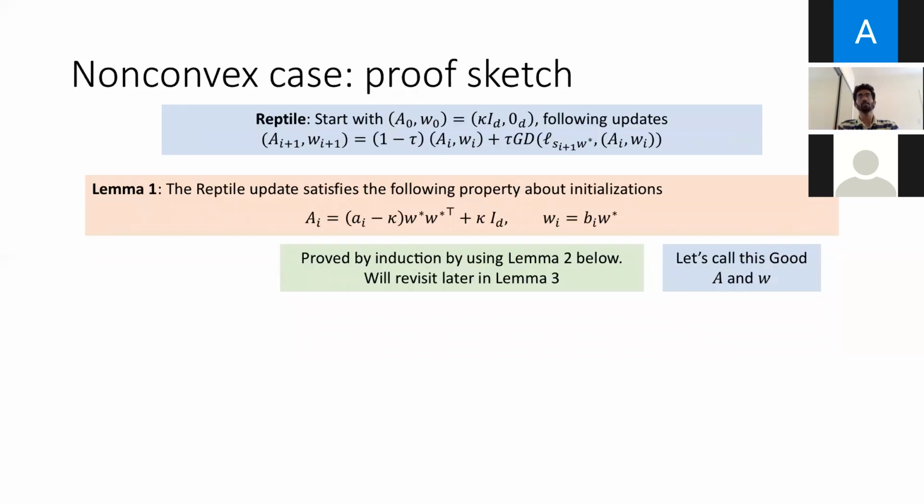And now I'll try to give a proof sketch that covers most of the important ideas here. So recall that this is the Reptile update. You start with kappa times identity and 0, and then you do these interpolation steps. The first observation is that the Reptile updates always satisfy this property: the first layer is going to be some scalar times W star transpose plus kappa times identity, and the second layer is always going to be in the direction of W star, basically.